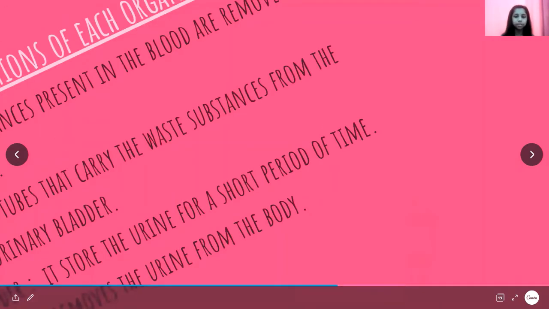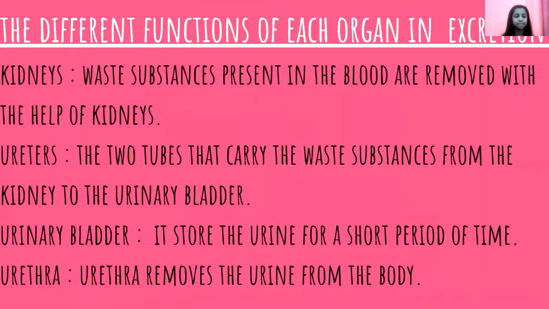The different functions of each organ in the excretory system. Kidney. Waste substances present in the blood are removed with the help of the kidney. Ureters. The two tubes that carry the waste substances from the kidney to the urinary bladder. Urinary bladder. It stores the urine for a short period of time. Urethra. The urethra removes the urine from the body.